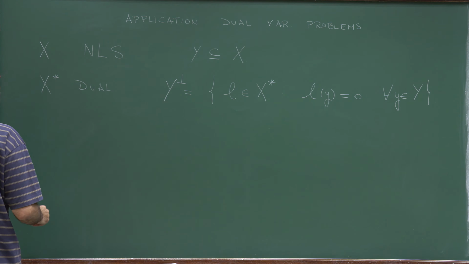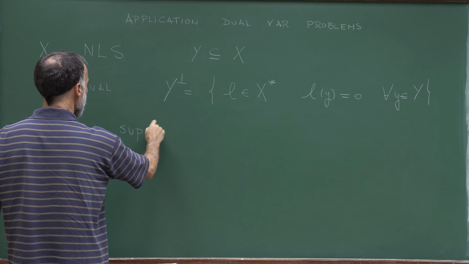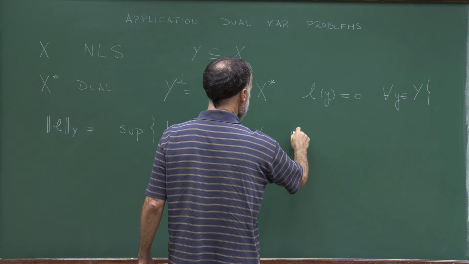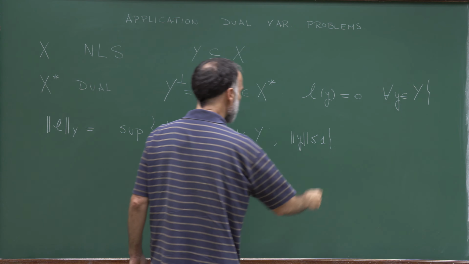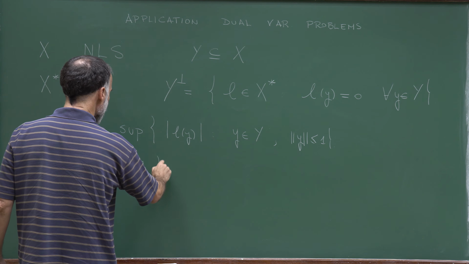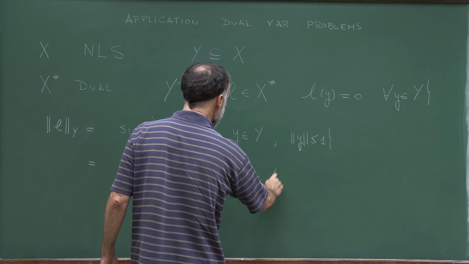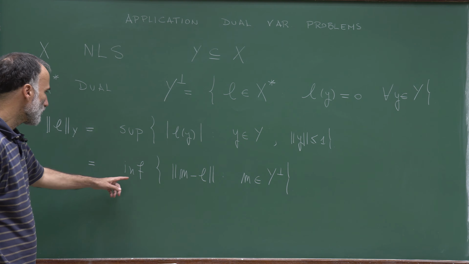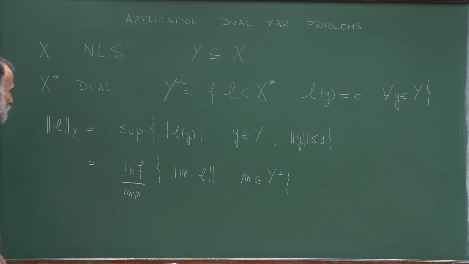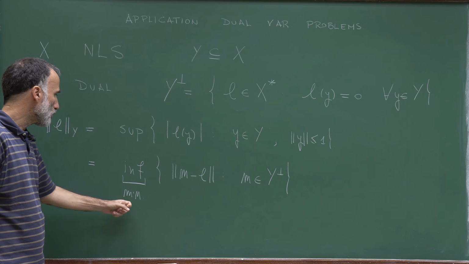And what we proved is that if you define L of Y as the supremum of Ly for all y in Y of norm less or equal than 1, then we have the following result. This supremum is equal to the infimum of the norm of M minus L for all M in Y perp. And actually, we proved that this infimum is attained, so this infimum is actually a minimum. So here we have a dual variational problem in which a supremum is proven to be equal to a minimum.